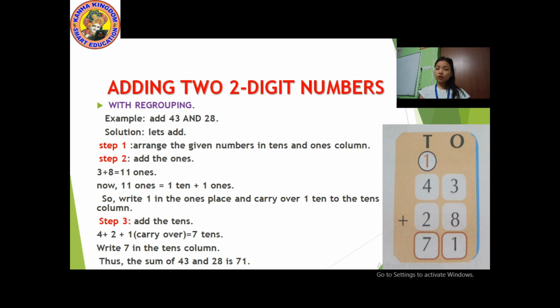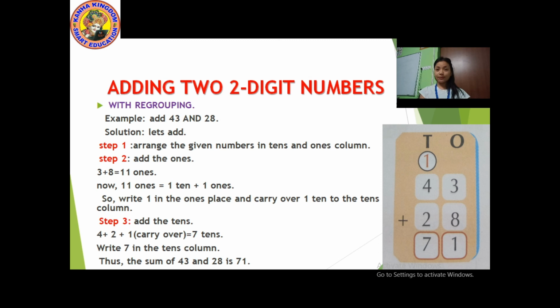So we can't write a 2-digit number in the ones column. We should separate it first. While separating, we got 1 ten and 1 one. So write 1 one in the ones place and carry over 1 ten to the tens column.